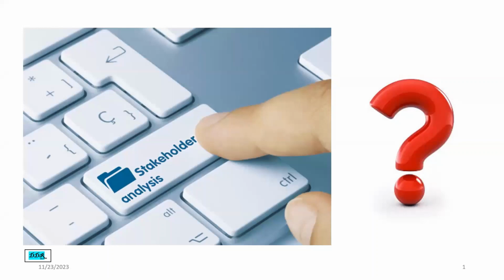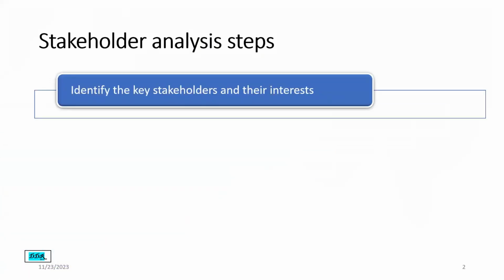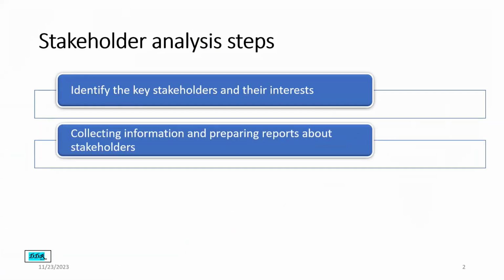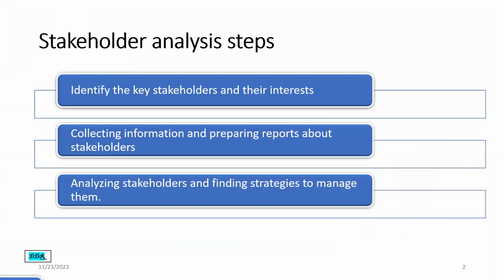And in the previous video, we started discussing stakeholder analysis, and today we are going to continue it in more detail. Today, let's discuss the steps of stakeholder analysis. So one is identifying the key stakeholders and their interests. Second, collecting information and preparing reports about stakeholders. And third, analyzing stakeholders and finding strategies to manage them.